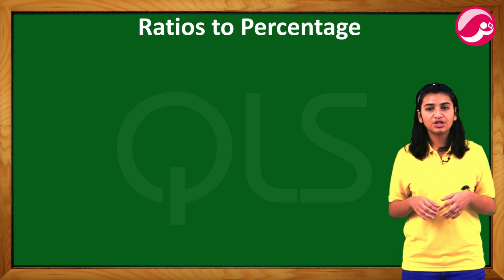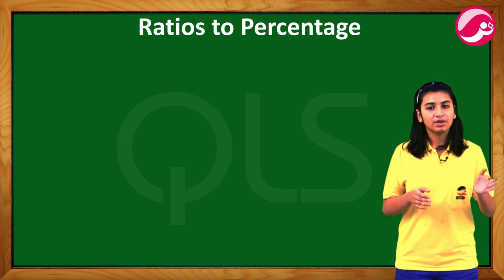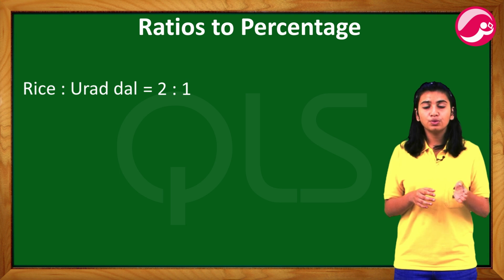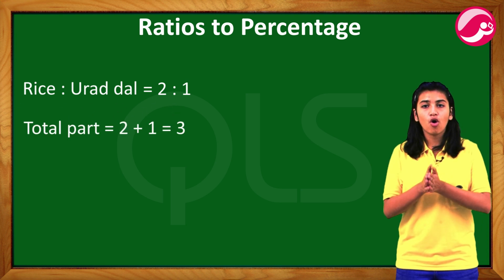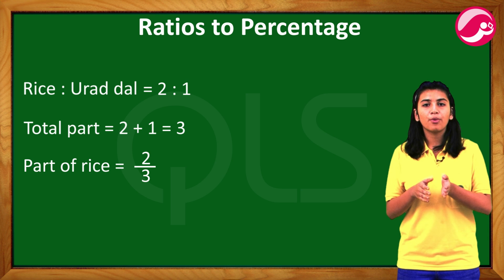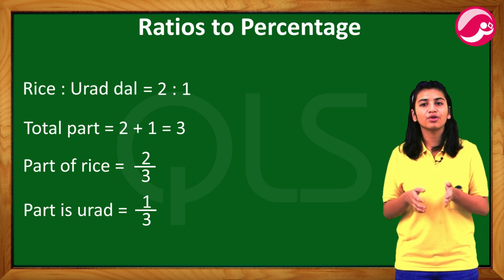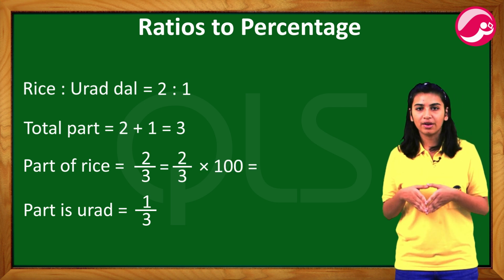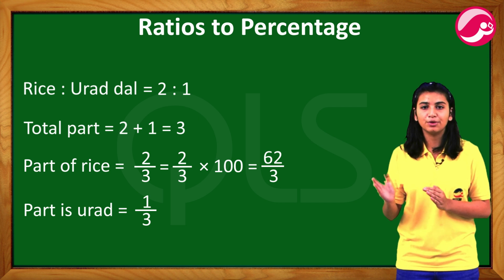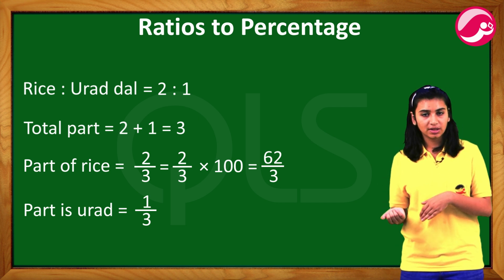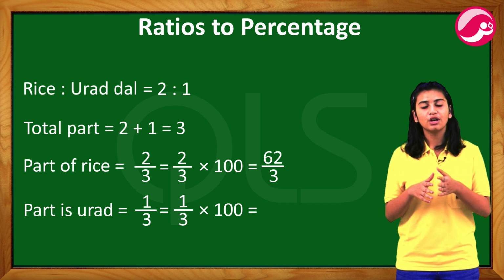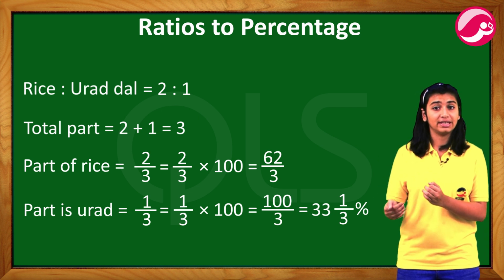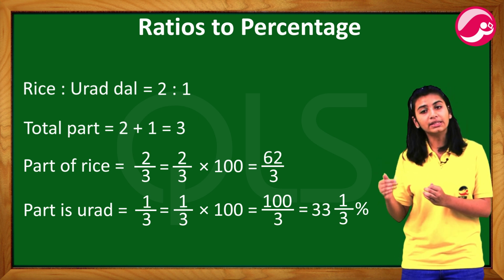Solution. In terms of ratio, we would write this as rice is to urad dal is equal to 2:1. Now, 2 plus 1 is 3, the total of all parts. This means 2 upon 3 part of rice and 1 upon 3 part of urad dal. Then the percent of rice would be 2 upon 3 into 100, which will be 66 2/3%. And the percent of urad dal will be 1/3 into 100, which will be 100 upon 3%, which will be 33 1/3%. It is a mixed fraction, remember this.